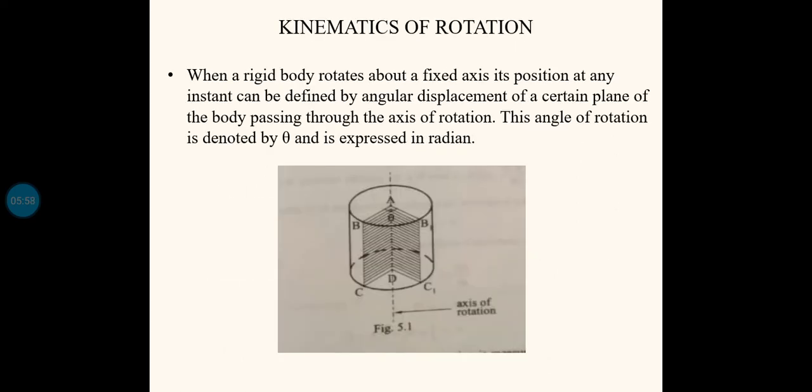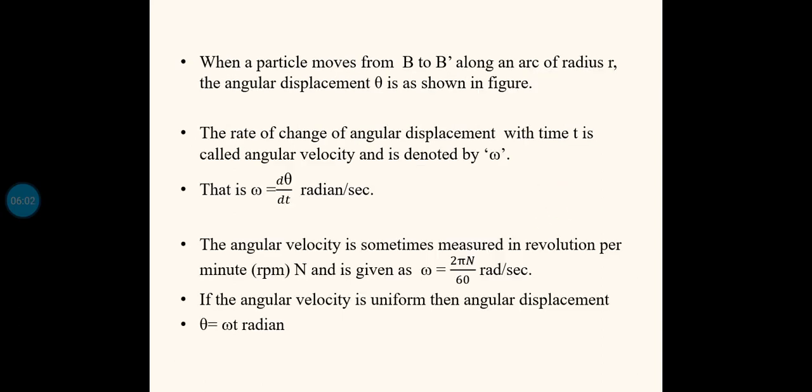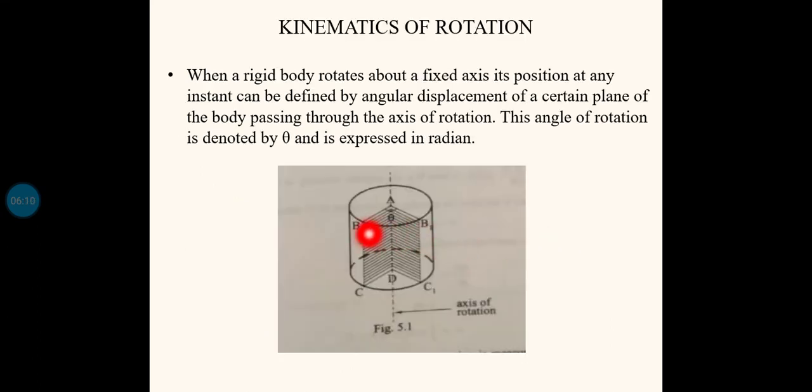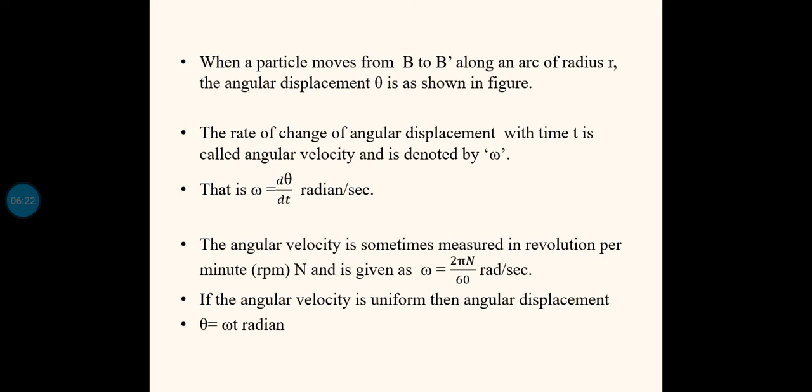And this is the axis of rotation, as I have already explained. Now when a particle moves from B to B dash along an arc of radius r, the angular displacement theta is as shown in the figure. You can see the particle moves from B to B dash along a curved path, and assume that this radial distance is r, the radius is r, then it has covered an angular displacement theta.